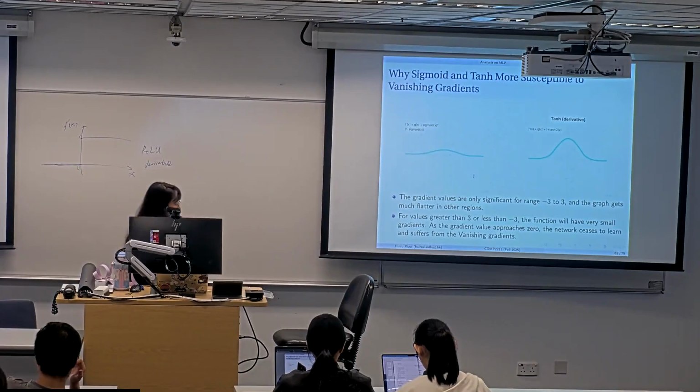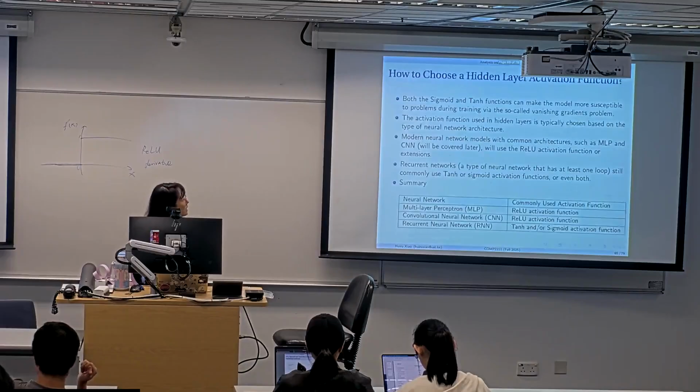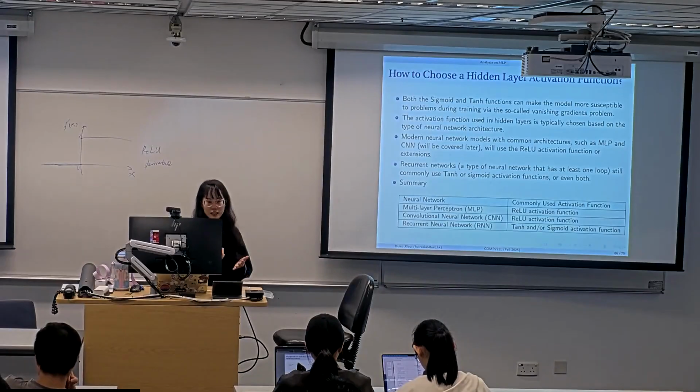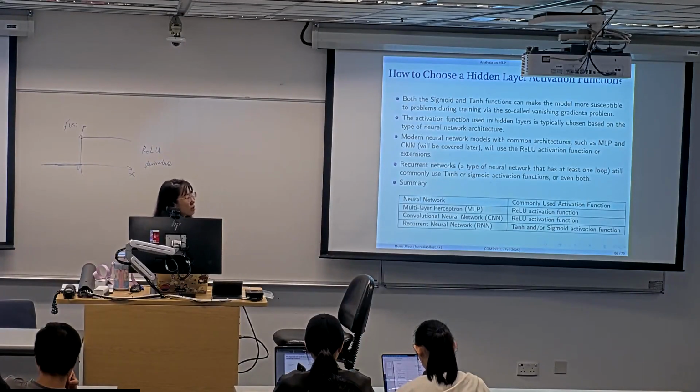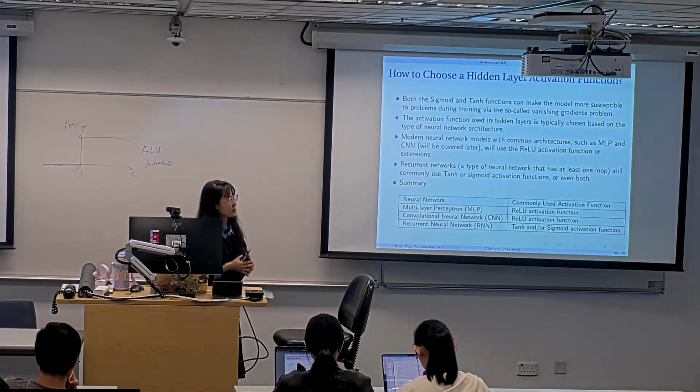Great. Actually, this motivates us. That's why we should use the ReLU activation function in the multi-layer perceptron's hidden layers. And here are some more formulated rules on how to choose a hidden layer activation function. We already found that both the sigmoid and tanh functions can make the model more susceptible to problems during training, the so-called vanishing gradients problem.